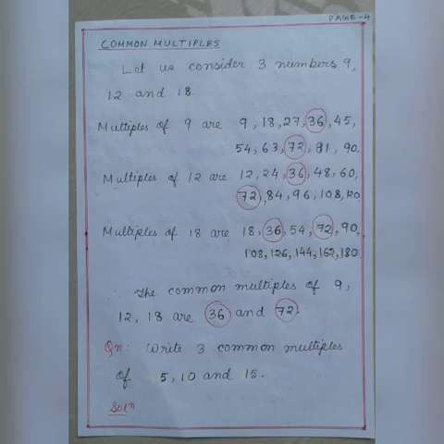Now we shall check which are the common numbers in the multiples of 9, 12 and 18. I have seen 36 and 72 are the common numbers. Therefore, common multiples of 9, 12 and 18 are 36 and 72. Now let us solve a question.